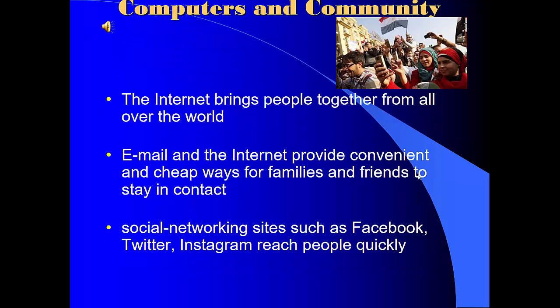So one of the great things is that computer technology and the web and internet help connect people. The web has brought people together from all over the world. Email and internet provide very convenient and cheap ways for family and friends to stay in contact. It can be a great way to spread news. Now, email and internet are either cheap or in some cases free. Social networking sites such as Facebook, Twitter, and Instagram are a way for people to reach people quickly.